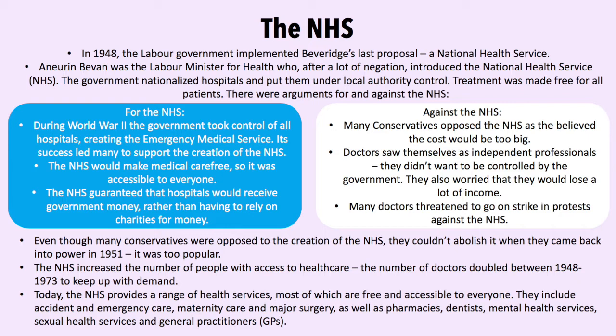For against the NHS, many Conservatives opposed the NHS as they believed the cost would be just too big. Doctors saw themselves as independent professionals. They didn't want to be controlled by the government. They also worried about loss of income. Many doctors threatened to go on strike in protest against the NHS.